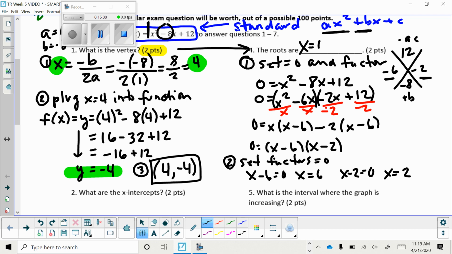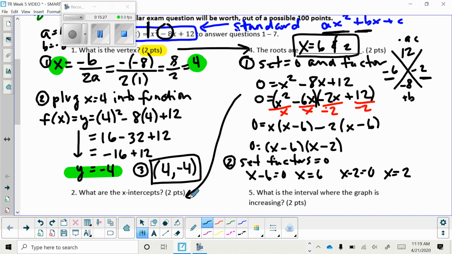x equals 6 and 2. So when we're talking about roots, we're not talking about points or ordered pairs. We're just talking about values of x. So x is 6 and 2. And here's why we did this one before we went to number 2.